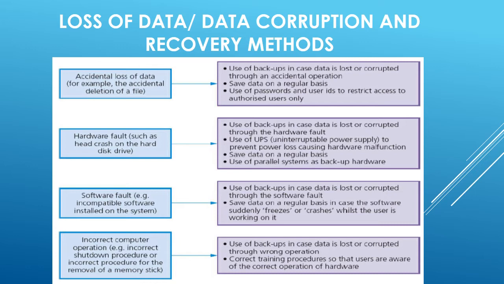And the last data corruption method is when incorrect computer operation is performed. For example, an incorrect shutdown procedure or an incorrect procedure for removal of a memory stick. So you can use a recovery method. You need to use backups in case data is lost or corrupted through wrong operation. So always keep the backup and correct training procedure so that users are aware of the correct operation of hardware.